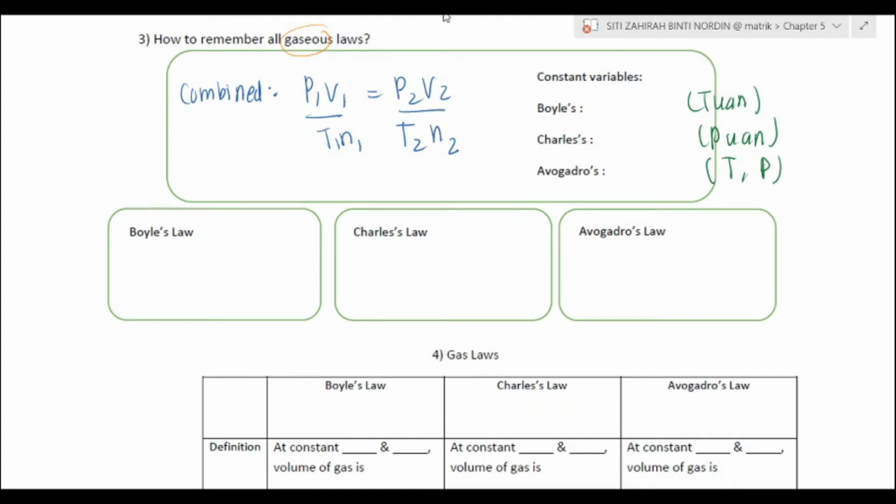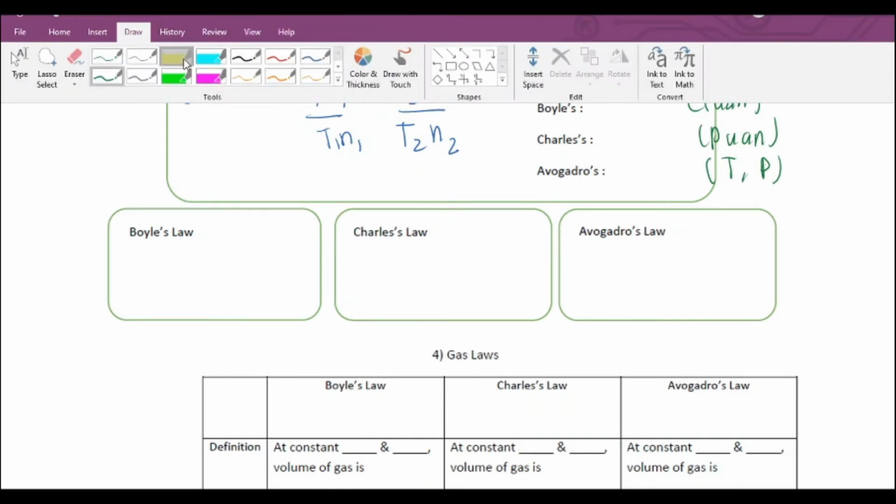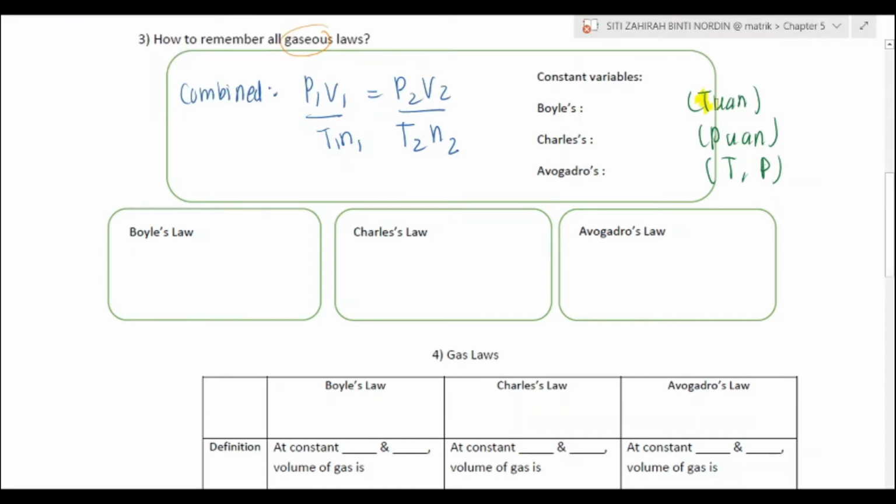For Boyle's, the constant would be the first and the last letter, which is T and n. So you cancel out the T and n from the combined equation. So cancel out this T1 n1 and T2 n2. So you've got Boyle's equation of P1 V1 equal to P2 V2.